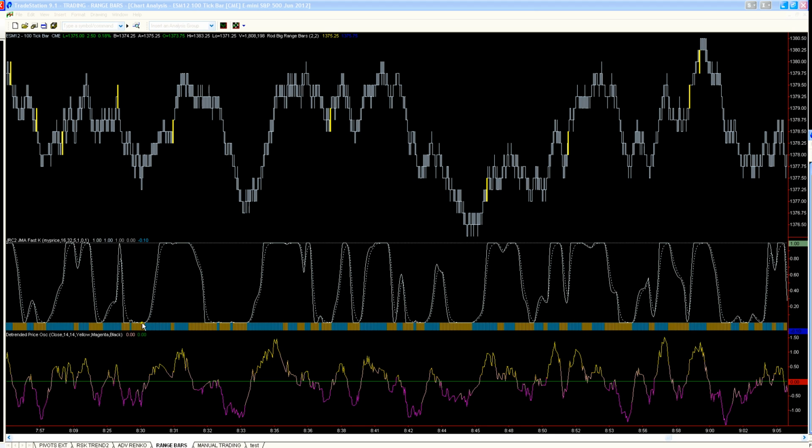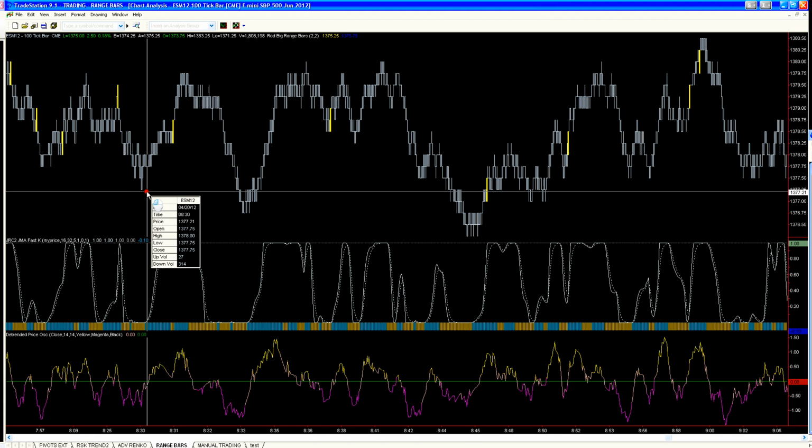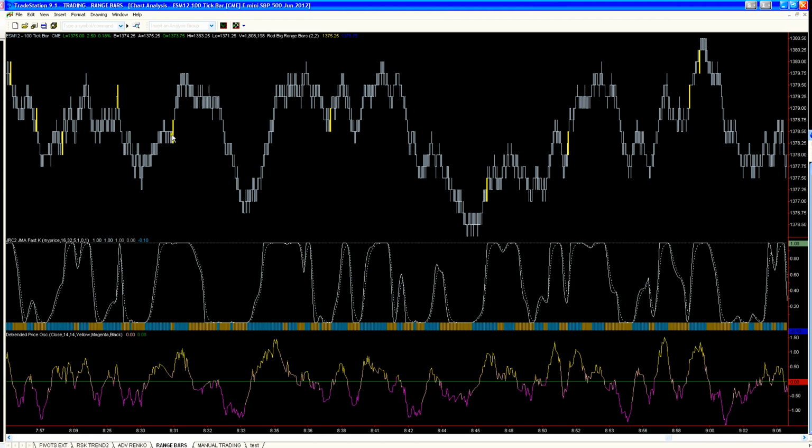So we have a nice stochastic down here. Stochastic tells us when to enter that trade right in here. And we're going to ride that up a few ticks to at least this point here. Okay? Then we have another range bar that takes place here. We're going to enter a short trade and ride that down to the midpoint.